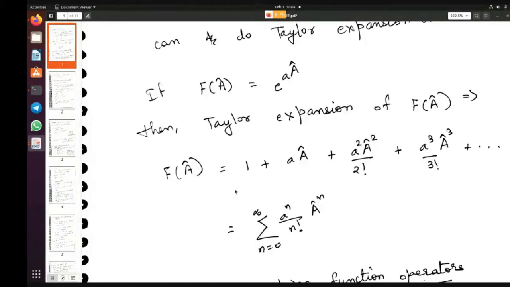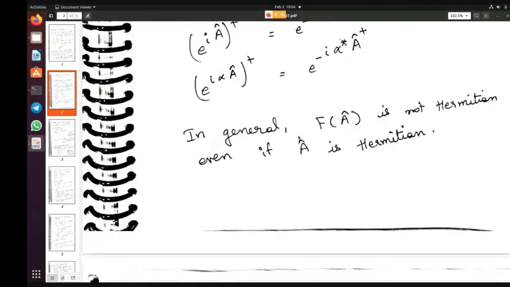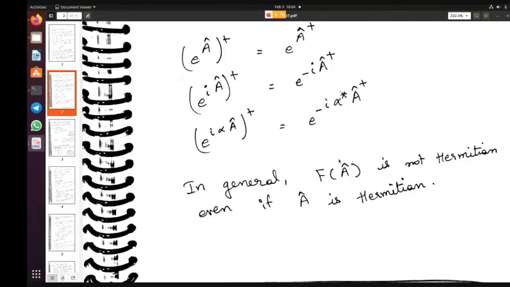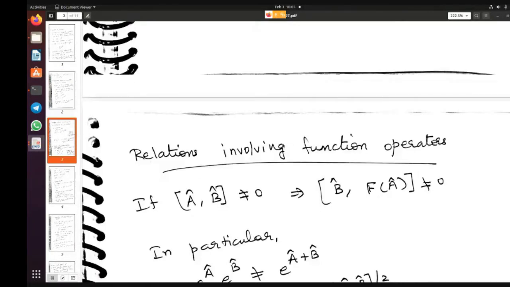So this is an exponential function. The Taylor expansion of an exponential function, you know how it is written: it is written as 1 plus a plus a square by 2 factorial and so on. So these were some of the properties related to the function of an operator. And if A is Hermitian, if the operator itself is Hermitian, in general, the function of the operator is not necessarily Hermitian. Okay. And you know what Hermitian means, so you can always check whether something is Hermitian or not.